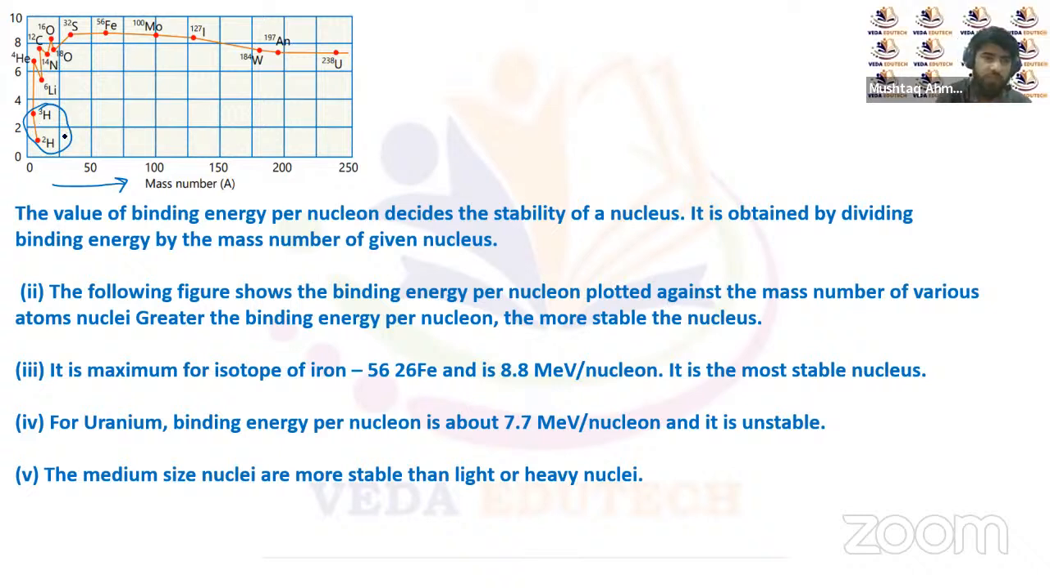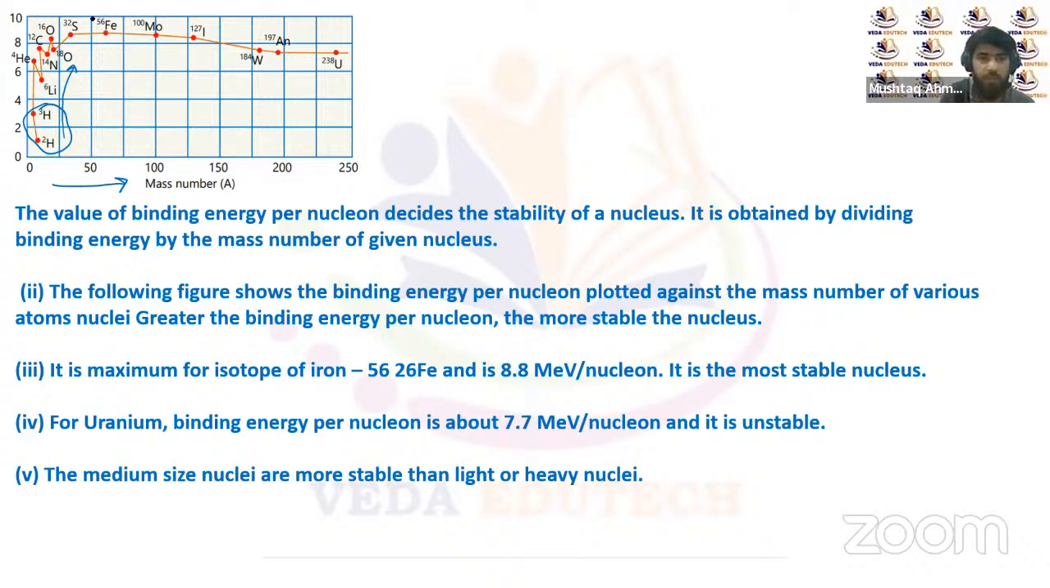As we move up, you can see the binding energy per nucleon is increasing continuously. So we can say the nucleus of nitrogen is more stable than the nucleus of lithium. The nucleus of tritium is more stable than the nucleus of deuterium. The nucleus of oxygen is more stable than the nucleus of nitrogen, and similarly the nucleus of carbon is more stable than the nucleus of helium.